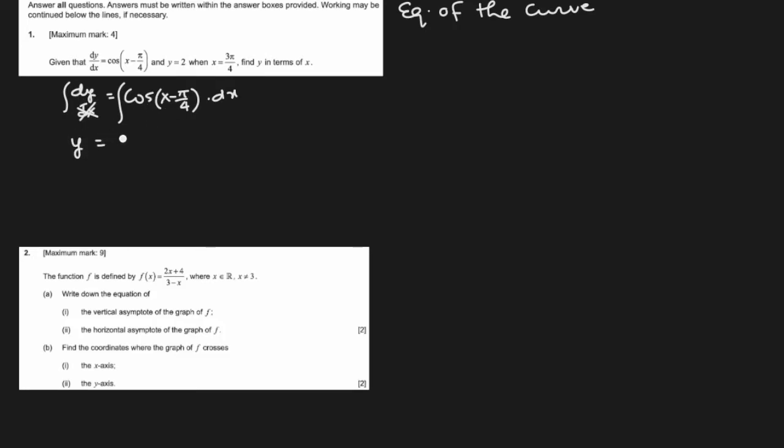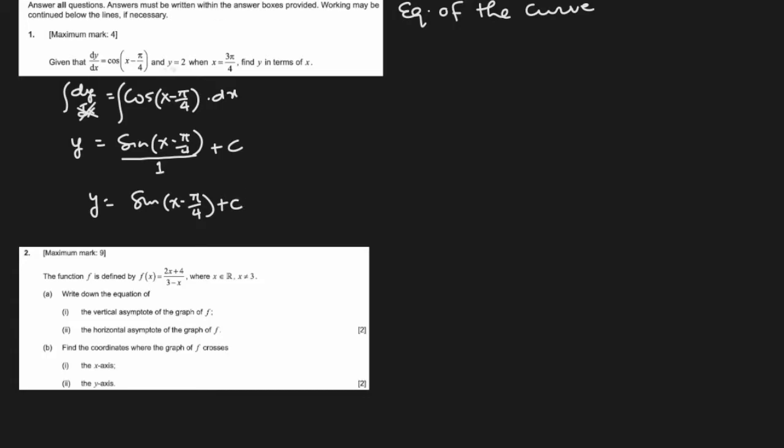Integration of cos will be positive sine(x - pi/4) divided by the differentiation of the angle. Differentiation of x is 1 and differentiation of pi/4 is 0, so divide by just 1. So it will be plus c also. So y is equal to sine(x - pi/4) plus c.